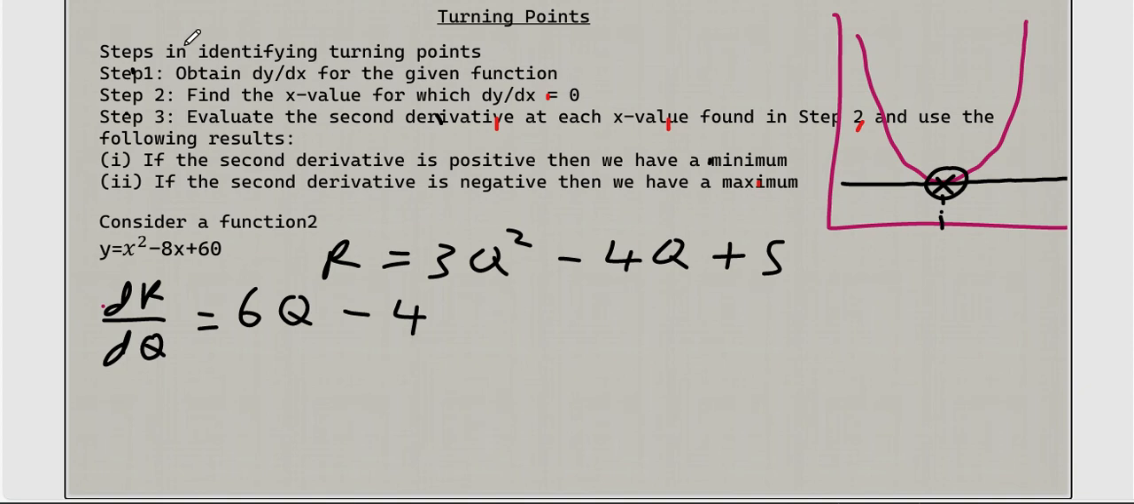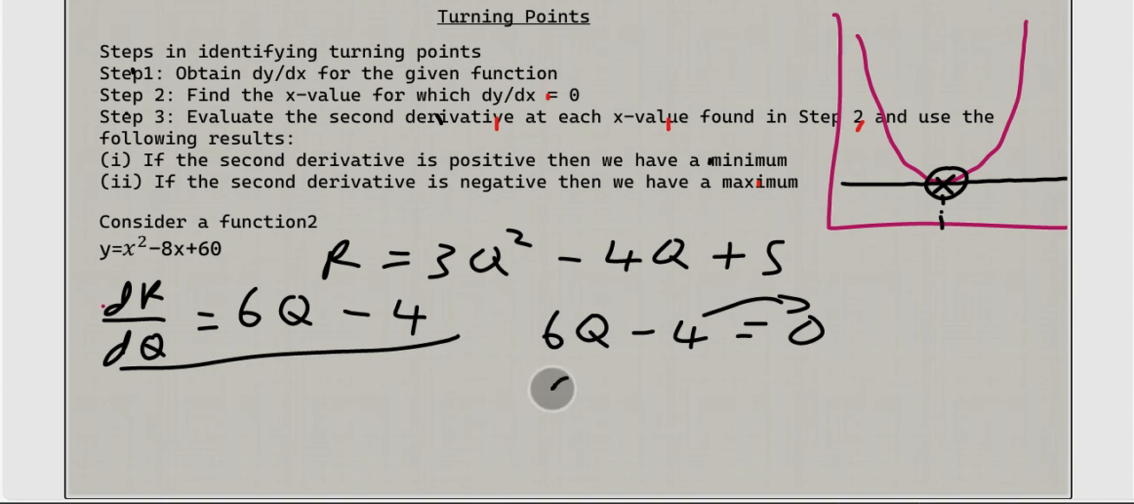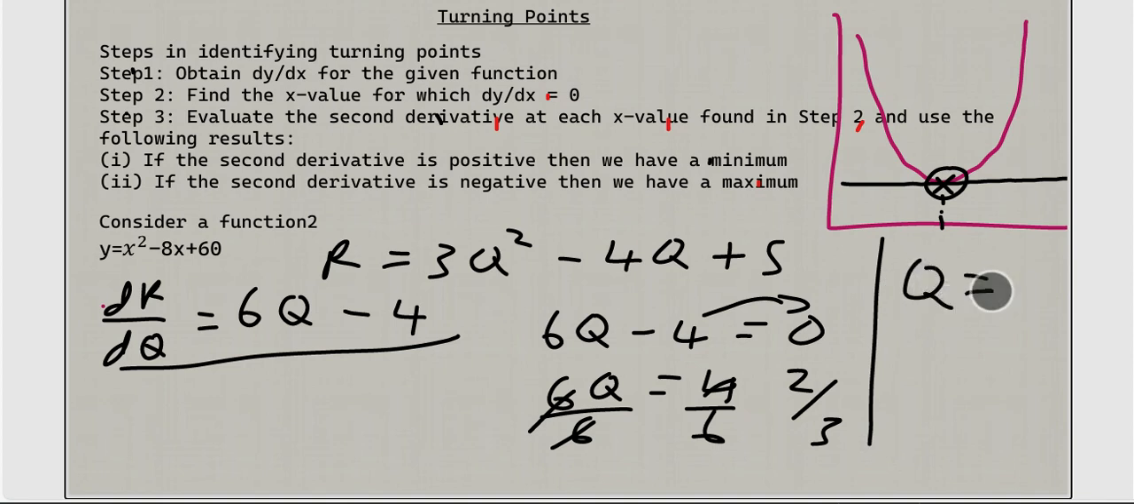So to get the value of q where the gradient is 0, what do you do? You equate this function to 0. So 6q minus 4 is equal to 0. Take this to the other side. So 6q is equal to 4. Divide by 6, divide by 6. So you get 2 over 3. So the value of q where the slope or the gradient is 0 is 2 over 3.